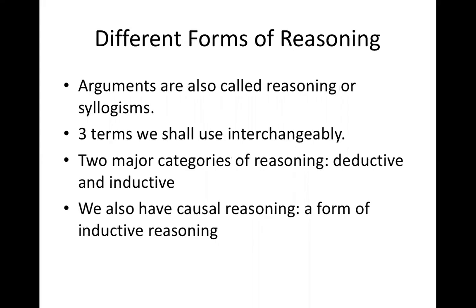Our different forms of reasoning. Arguments are also called reasoning or syllogism. So to argue is to reason. And another name for arguments is syllogisms in logic. So we'll be using the three terms, kind of interchangeably. Now there are two major categories of reasoning. We have deductive and inductive. Today we're looking at deductive reasoning. We also have causal reasoning, but it's a form of inductive reasoning.